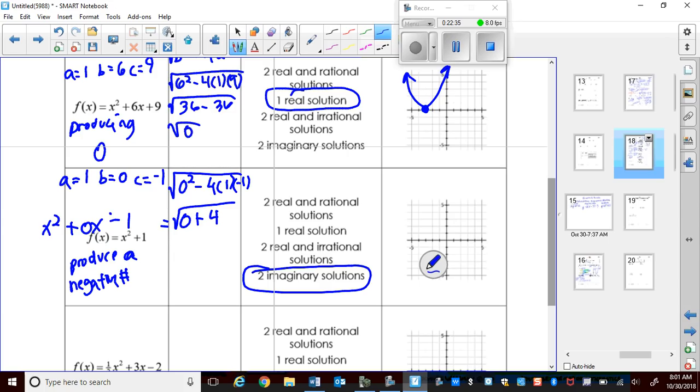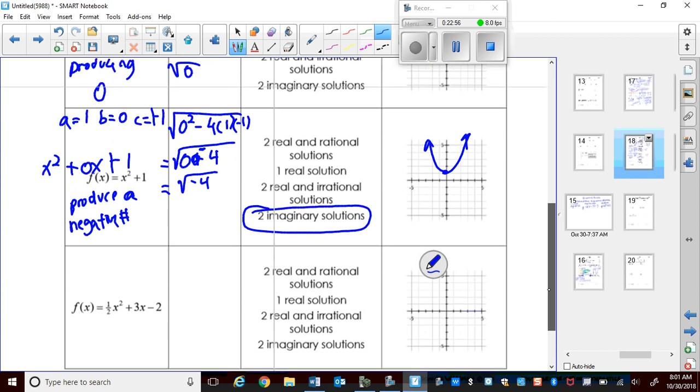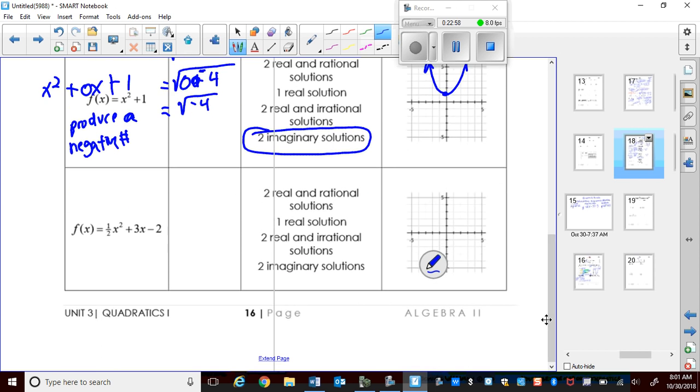Sorry, this is a positive 1. So 0 minus 4 equals the square root of -4, and inside I produced a negative number, so I'm going to produce two imaginary solutions. So I'm going to graph my curve. It falls above the x-axis.